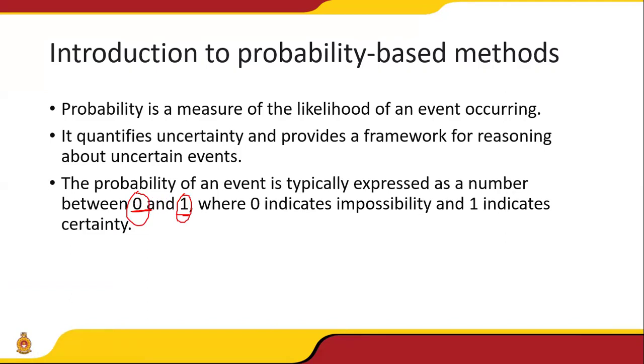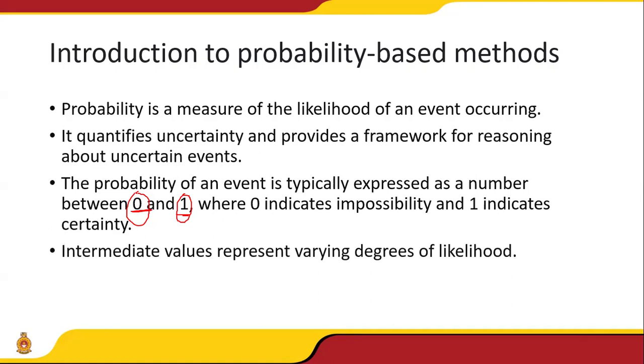In between, something can happen, but we are not certain. So 0.5 means a 50-50 chance. For example, we purchase a lottery with a 50-50 chance: there's nothing at all, or we get the full amount of the prize. These intermediate values represent various degrees of likelihood.